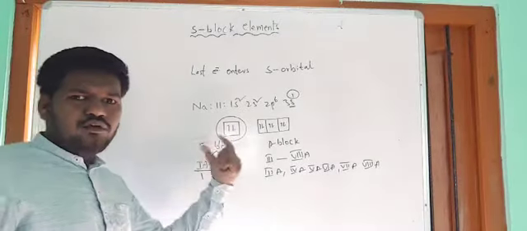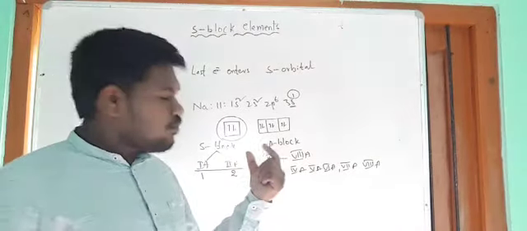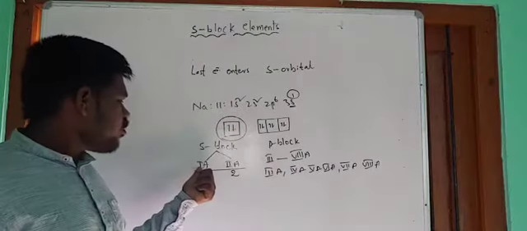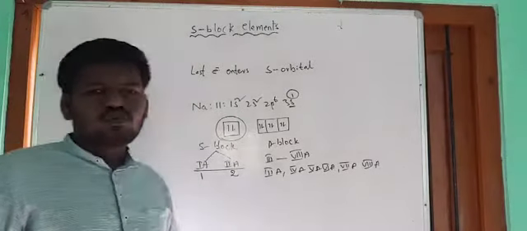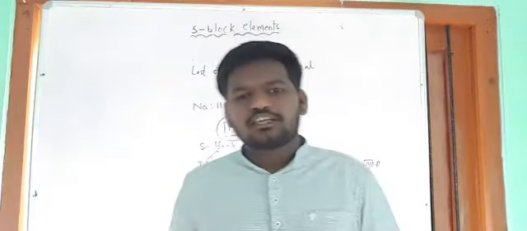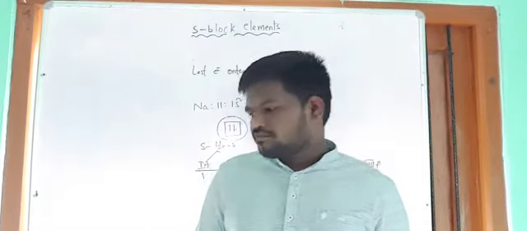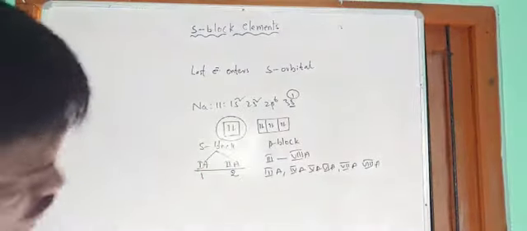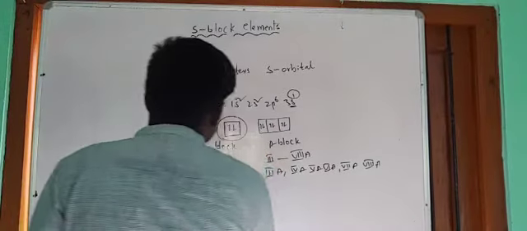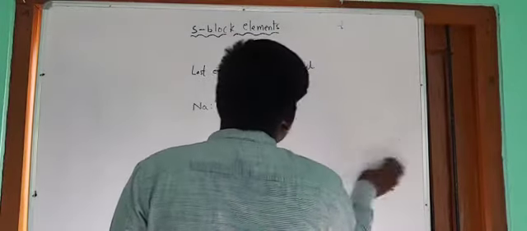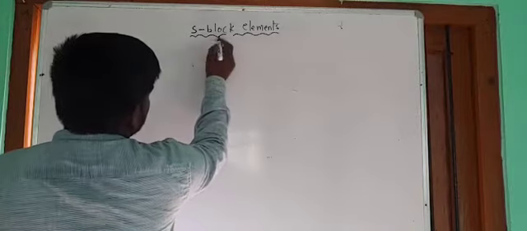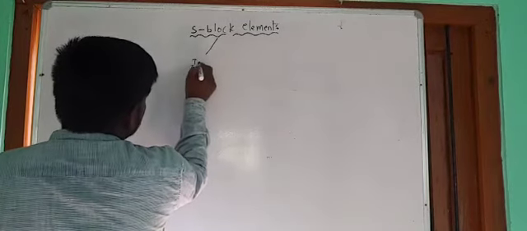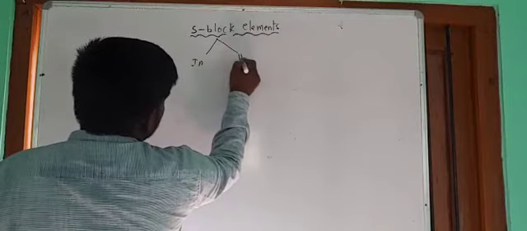So right, every group is represented with both symbols, Roman letter and English alphabets, and next one Arabic numbers 1, 2, 3, 4. In the case of periods, they are represented with only numerical numbers, only Arabic numbers. Now let us see what are the elements present in the first A group and second A group in the S block. You know guys, the S block contains 2 groups: first A group and second A group.